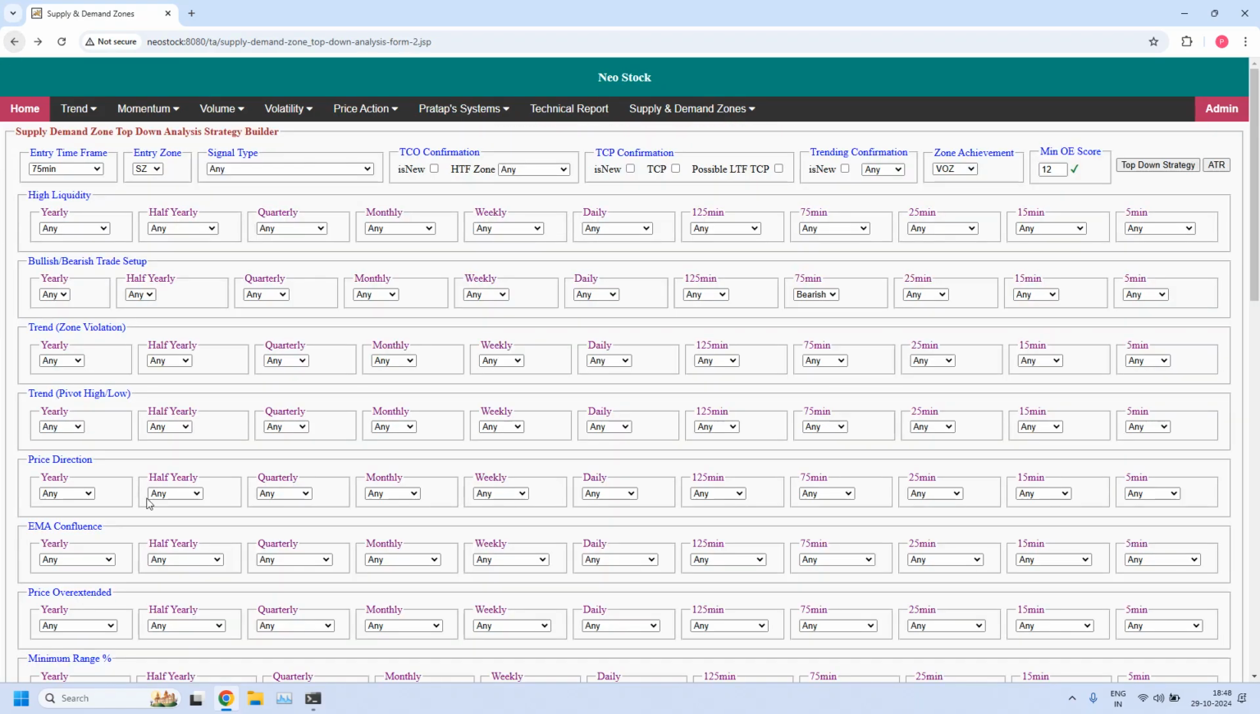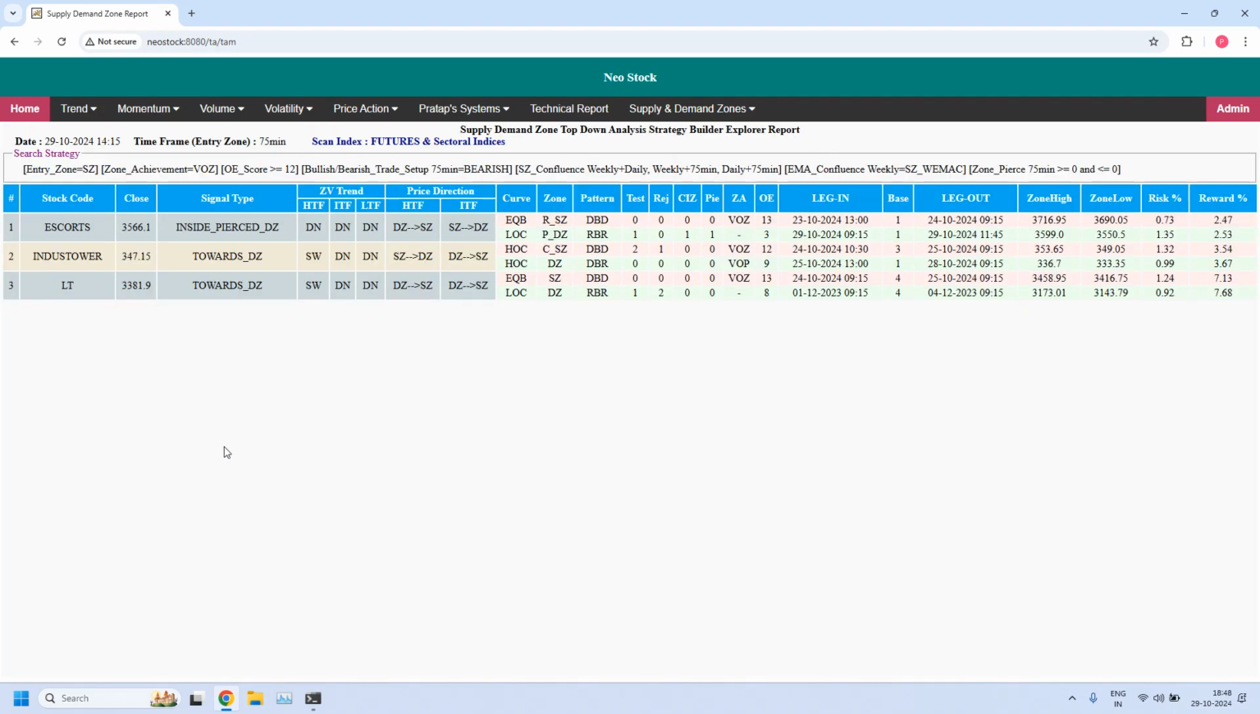Let's verify the EMA confluence in the weekly time frame, weekly supply zone with weekly EMA confluence, because 75 and daily together are part of the weekly zone. That's why we are verifying with weekly zone with weekly EMA confluence. 3 stocks filtered. How many downtrend here? Only 1. So only the first one is the even more high probability setup, because in a sideways market EMA confluence does not add any additional advantage.